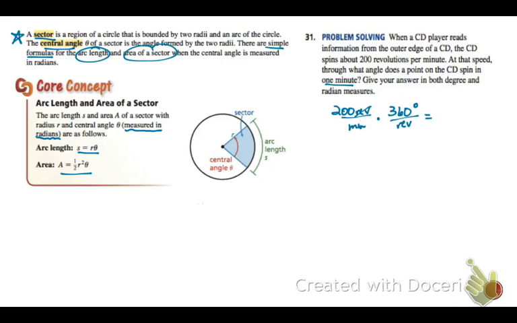When a CD player reads information from the outer edge of a CD, the CD spins about 200 revolutions per minute. At that speed, through which angle does a point on the CD spin in 1 minute? We can take those 200 revolutions per minute, and we know that there are 360 degrees per revolution. Notice our revolutions will divide out, and we'll be left with degrees. We just take 200 times 360. So in a minute, that CD will turn through an angle of 72,000 degrees.